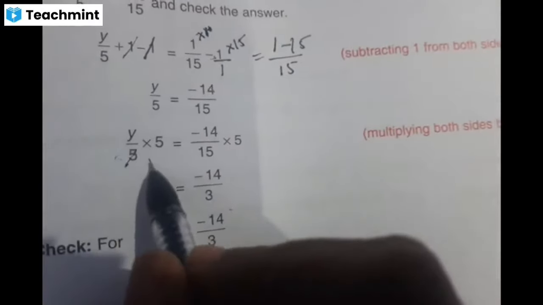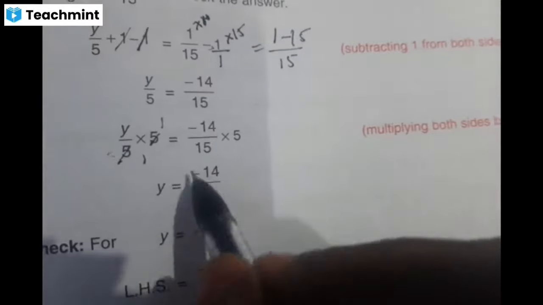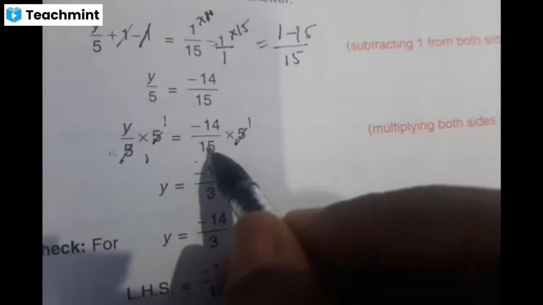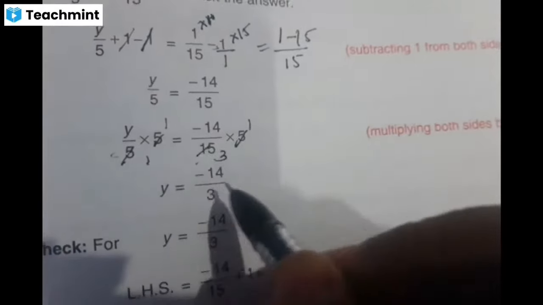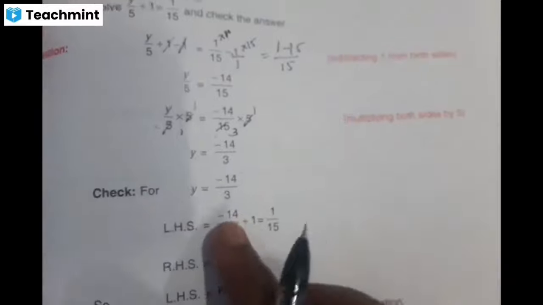5 ones get cancelled. You are left with only y is equal to minus 14. Here you can cancel again. 5 ones are 5, 3s are minus 14 by 3. So the value of y is minus 14 by 3.